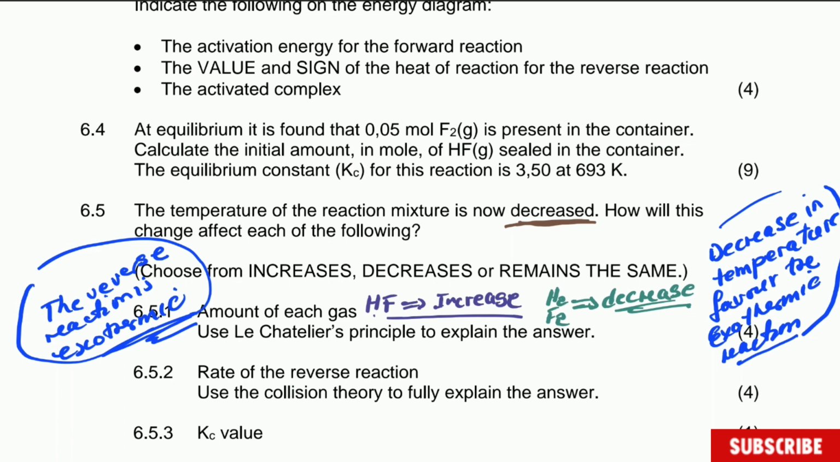Let's go to question 6.5.2. Rate of the reverse reaction. And this one is quite tricky. Be careful, don't get confused now. The rate of the reaction is going to decrease. Both rates will actually decrease, guys, when you decrease the temperature. So the rate will actually decrease. Use the collision theory to fully explain this answer.